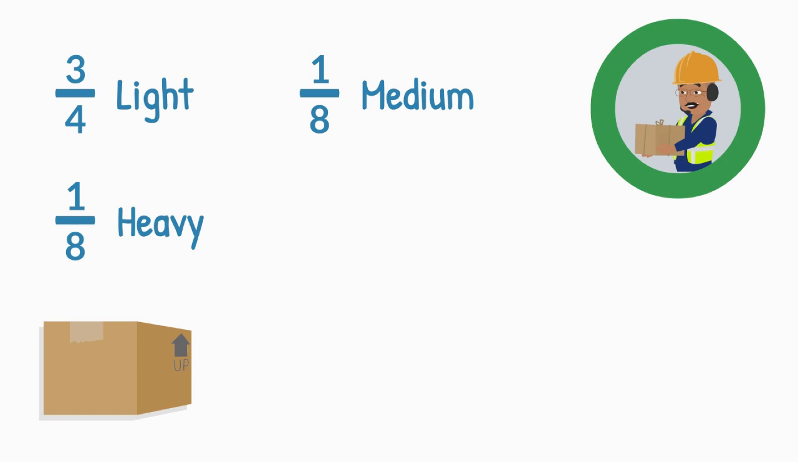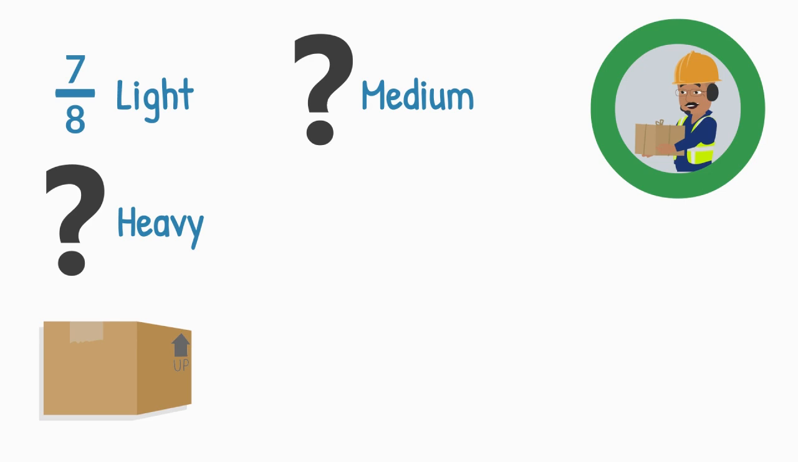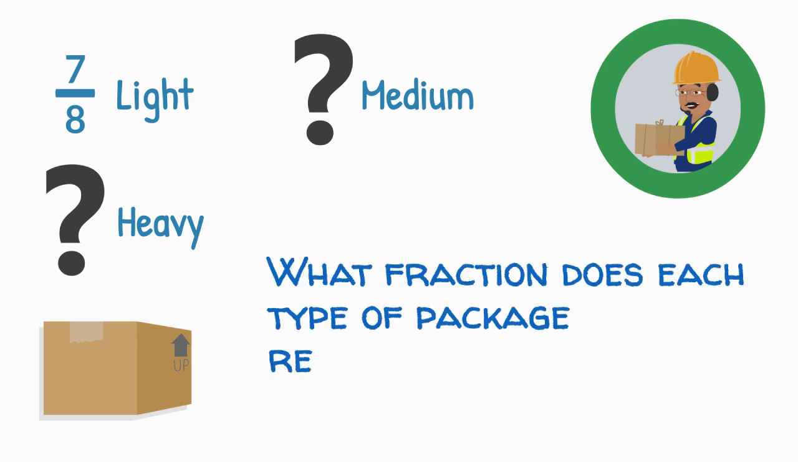Due to increased demand, the sorting facility receives more lightweight packages, bringing the lightweight portion up to 7/8 of the total. If the remaining amount is shared equally by medium and heavy packages after the increase, what fraction does each type of package represent now?